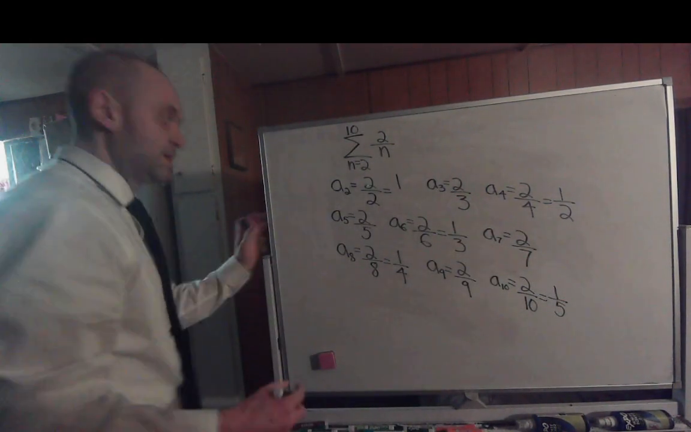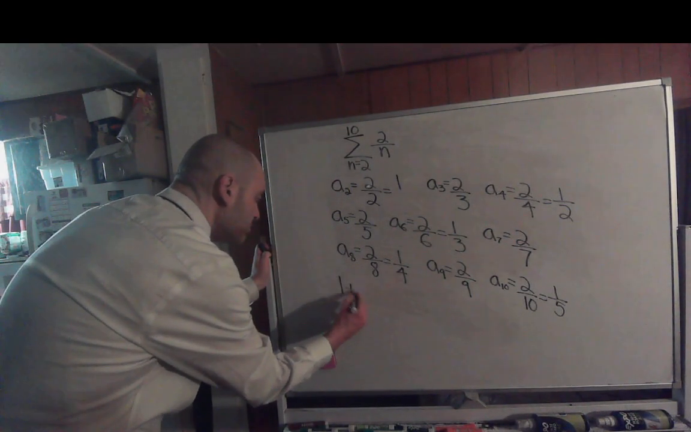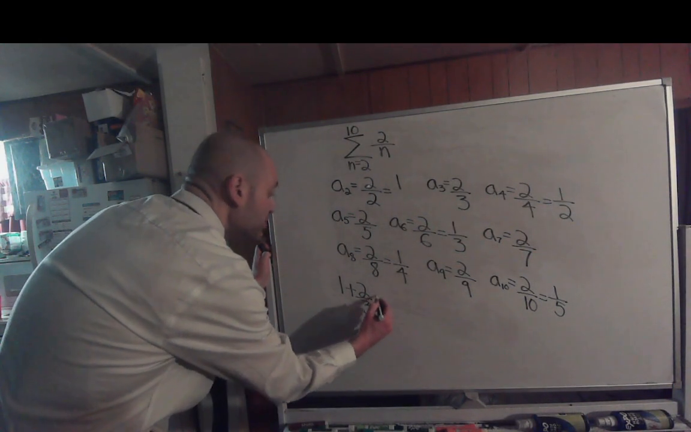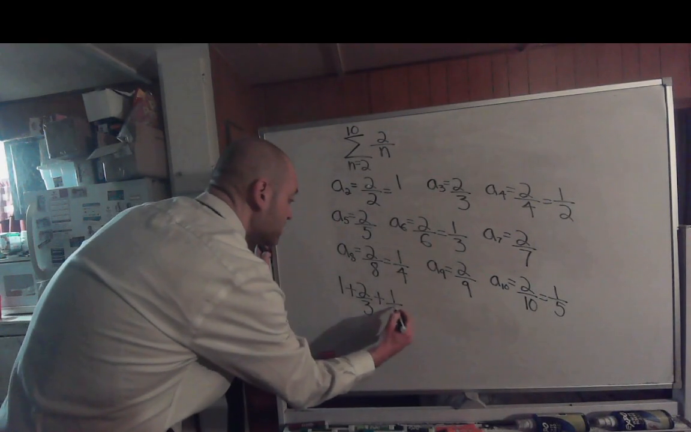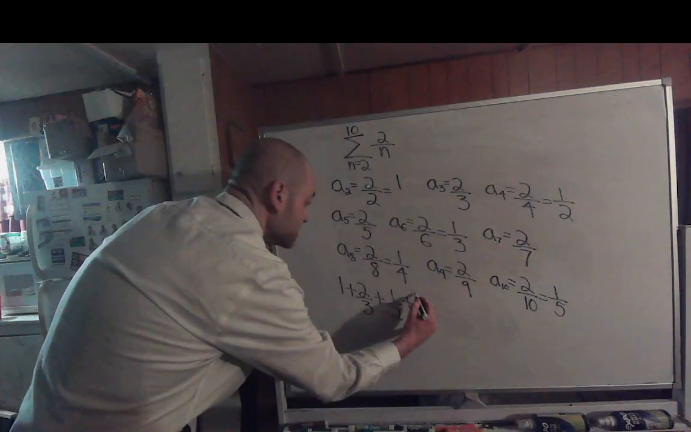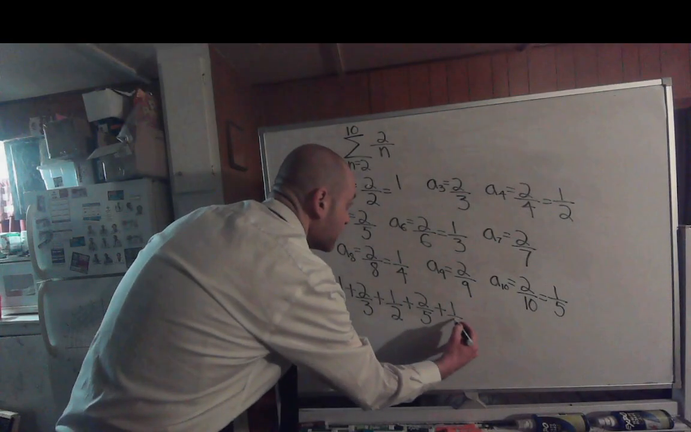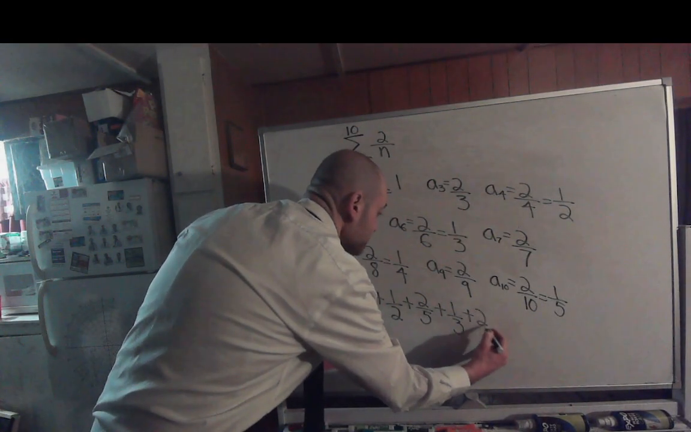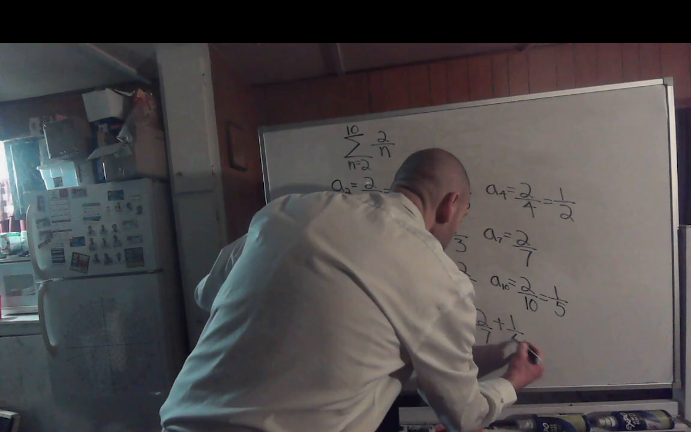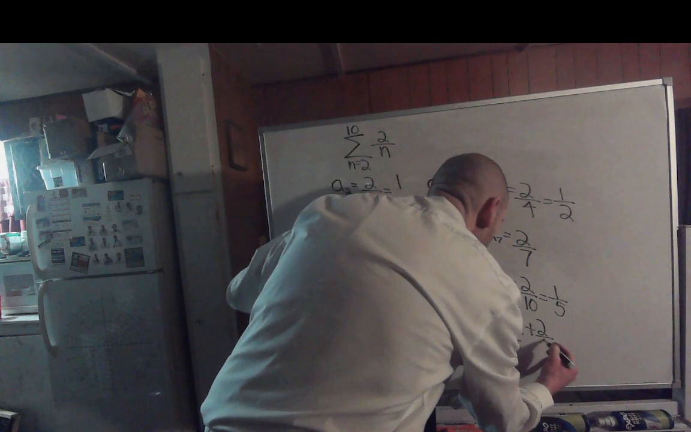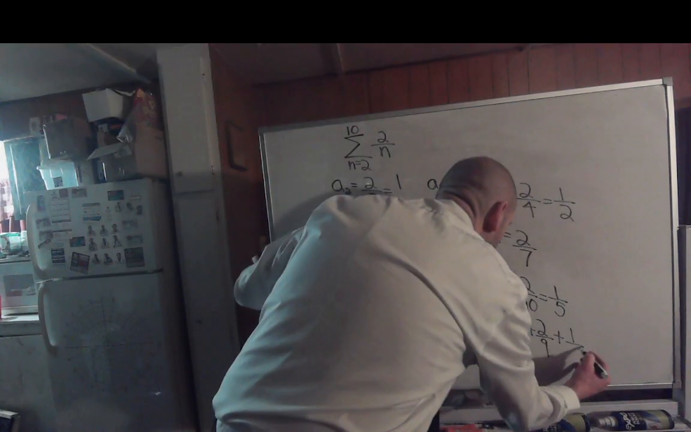So now we just got to take terms 2 through 10 here, add them together. So we'll take 1 plus 2/3 plus 1/2 plus 2/5 plus 1/3 plus 2/7 plus 1/4 plus 2/9 plus 1/5.